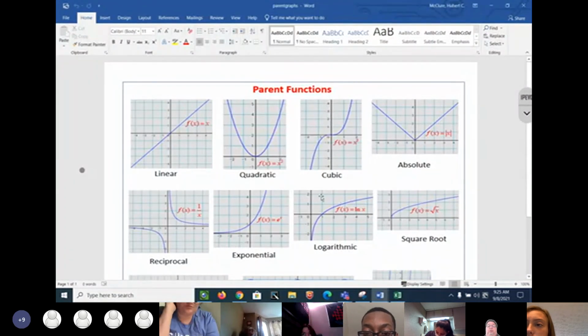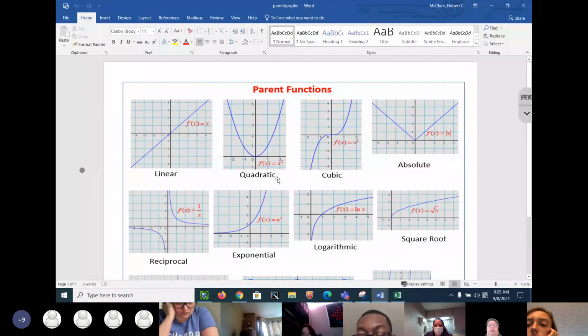All right, so that's why you need to know the parent graph sheet. So make sure you know this sheet. Now, we're going to do a lot of quadratics, and we're going to do some other things too, but we're going to do 80% quadratics and about 15% cubics, and the rest may be absolute and reciprocal, and we're going to do logarithms and exponentials later. Okay, so right now, these 2 right here are the main attractions for Unit 1.